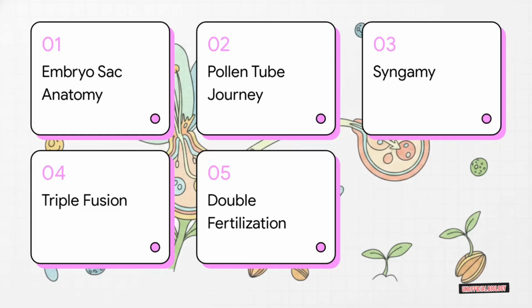Okay, let's dive into this. Here is our roadmap for today. First, we'll map out the embryo sac anatomy. Then, we'll track the pollen tube journey. Third, we'll hit Syngamy, the first fertilization. After that, we'll look at triple fusion, the triploid stage. And finally, we'll bring it all together in the double fertilization finale.